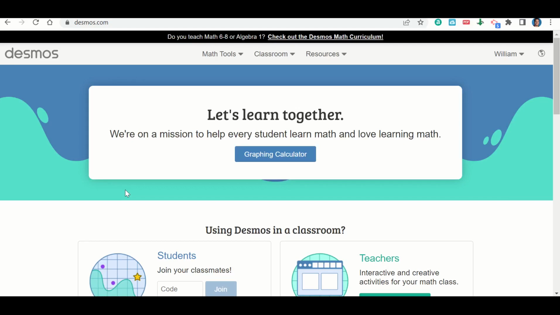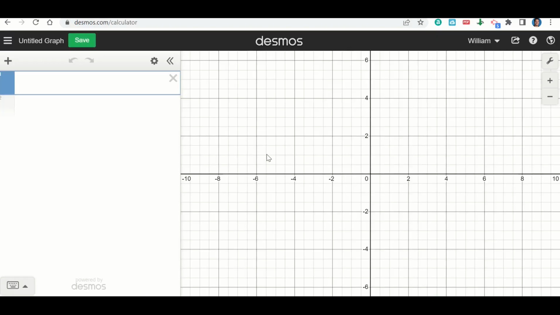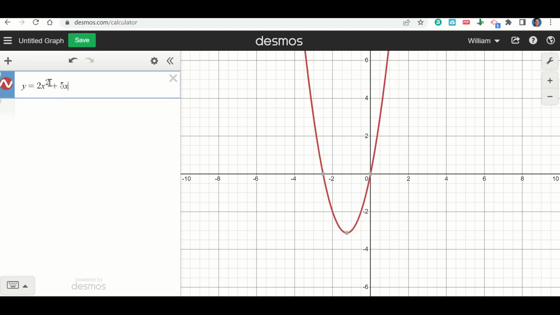Let's talk now about how we can use Desmos to check the roots of a quadratic equation. So first of all, I'm going to go to desmos.com, and then I'm going to go to where it says Graphing Calculator. And if you notice, it should take you to a page that looks like this, where it'll have the graph on this side. We just need to enter the equation over here on the left. So let's go ahead and do that. So let's say it's y equals 2x squared plus 5x minus 2.